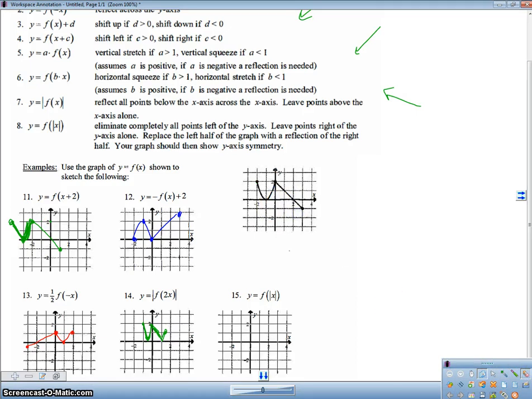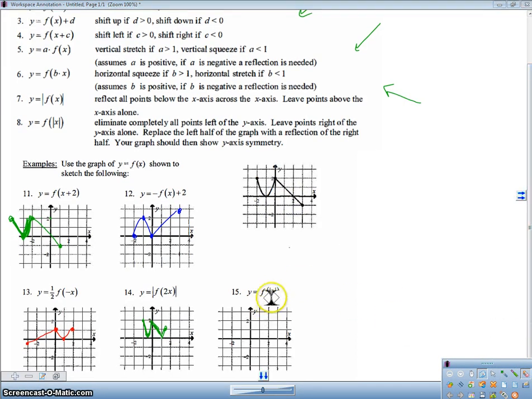Alright, last one here. f of absolute value of x. So what is that going to do to the graph? Well, it eliminates completely all points left of the y-axis. Left of the y-axis, that's all this part right here, so this is all gone, eliminated. It leaves points right of the y-axis alone. Replace the left half of the graph with a reflection of the right half of the graph. So your graph should then show some y-axis symmetry.